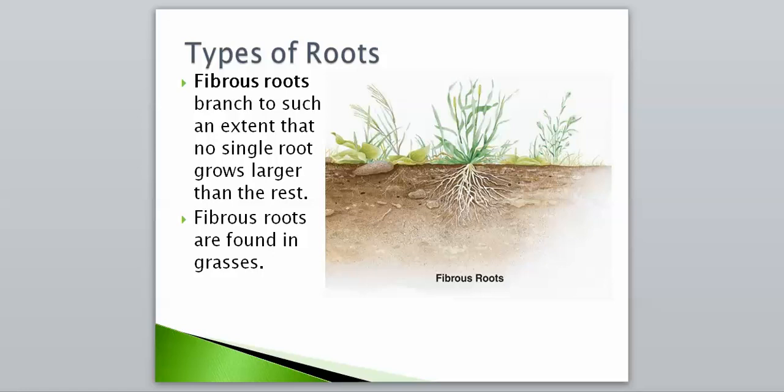And then our next type of root is a fibrous root, and these roots branch to such an extent that no single root grows larger than the rest. So as you can see in this picture here, it's almost like a little branching off and a little almost web-like looking type thing. So it's just one little grows, and then it'll split, and then it'll split to a point where it's just like a big tangled mass. And they're found in grasses. I'm sure if you've pulled up weeds before, most times they are going to be this fibrous type root. So those are our two main types, fibrous root and tap root.